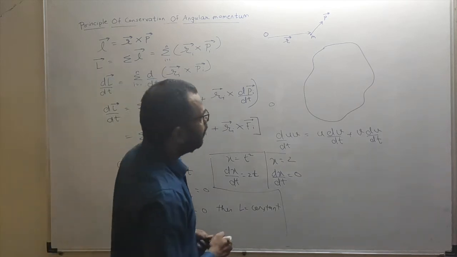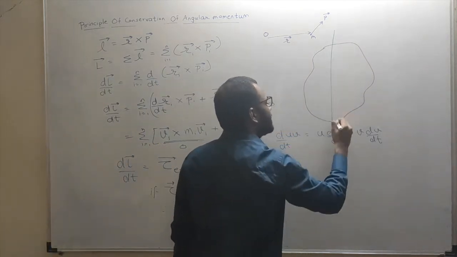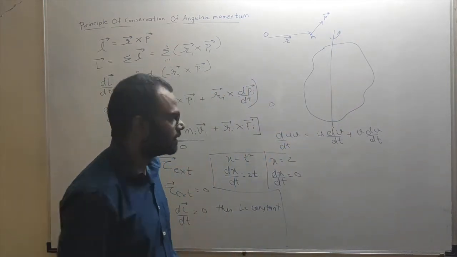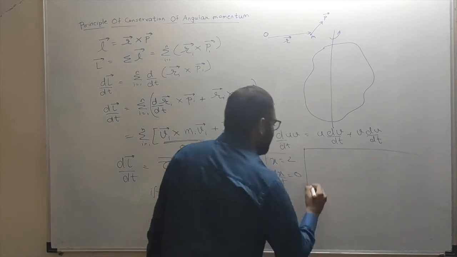So this was a general derivation. Now let us see if the body is rotating about a fixed axis, about this axis. Then the derivation becomes much simpler. Now in that case, what will L be?